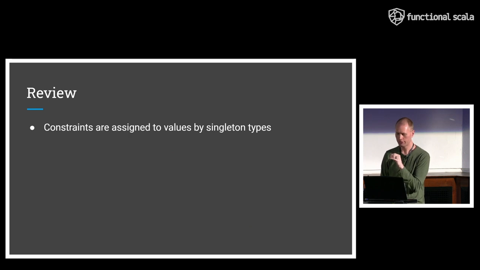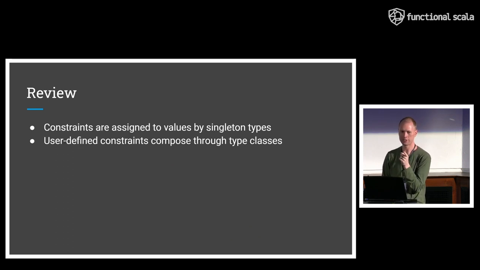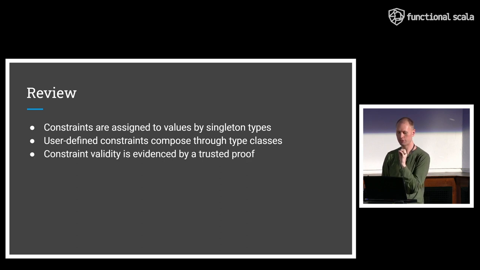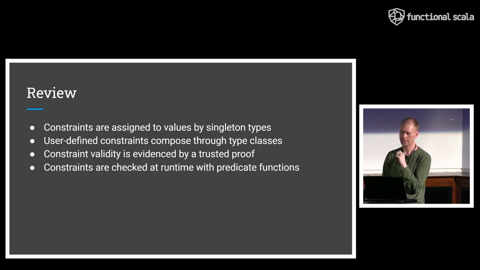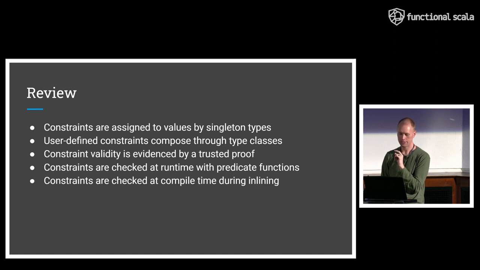So to review, we have constraints that are assigned by singleton types. User-defined constraints compose together with type classes. Constraint validity is evidenced by having just a trusted proof somehow. And they're checked at compile time with just normal predicate functions. And we can check them at compile time during the inlining process.